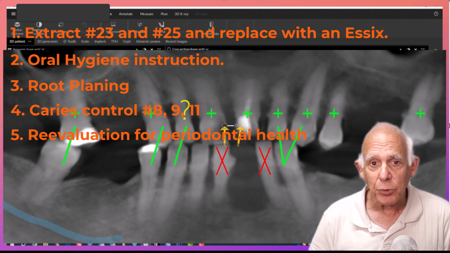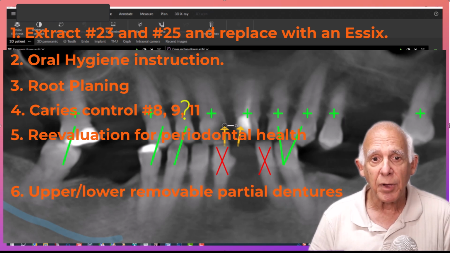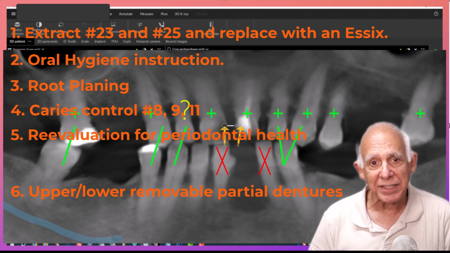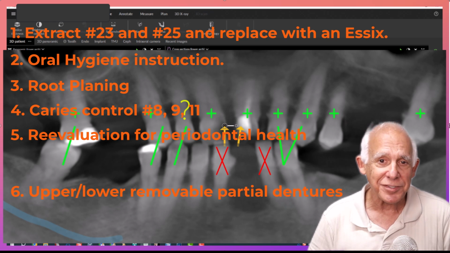Okay, if that works, then let's make him upper and lower removable partial dentures and let him function on that for a while and see how he does. He'll keep his natural teeth, he'll be comfortable, he'll be back into dentistry, and he can make other decisions later on if he needs to make them at all.